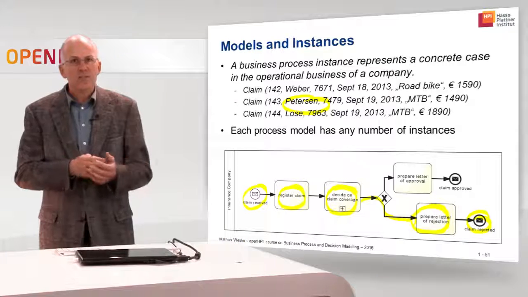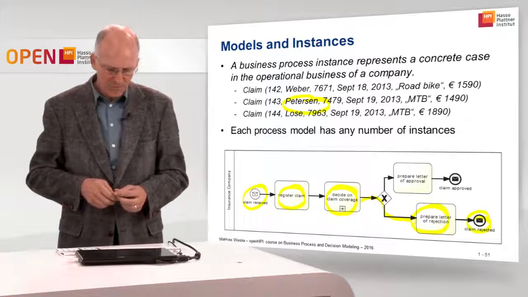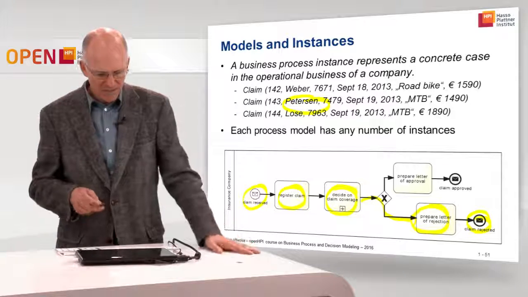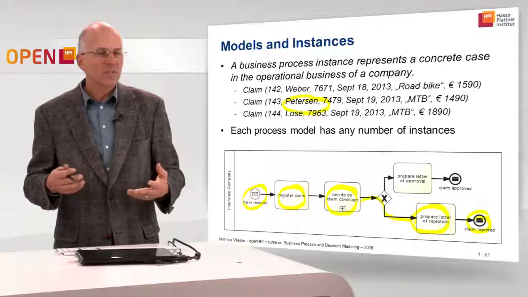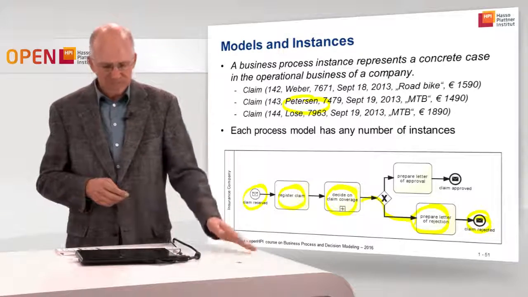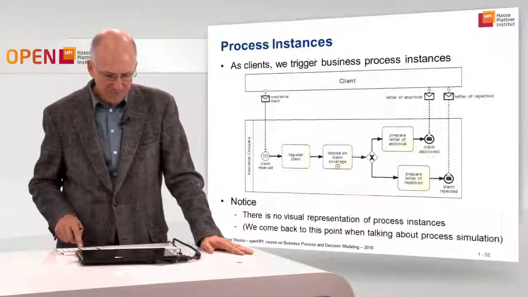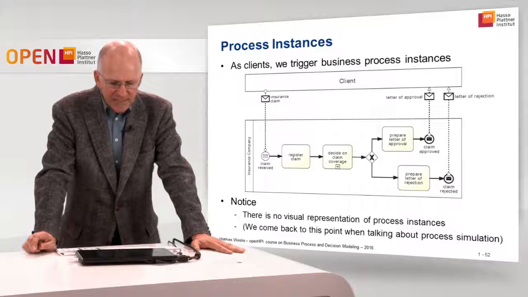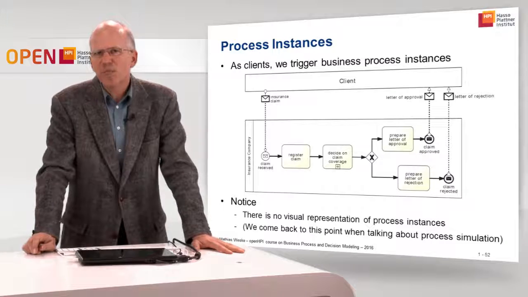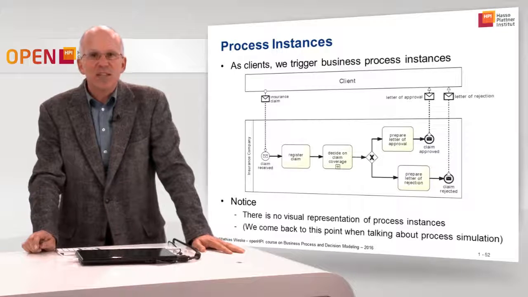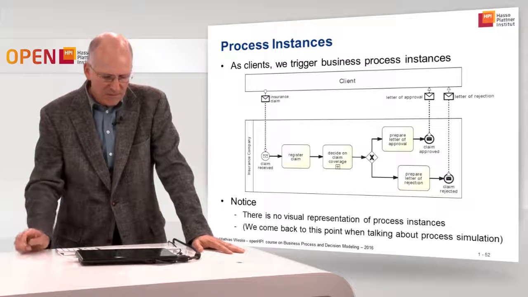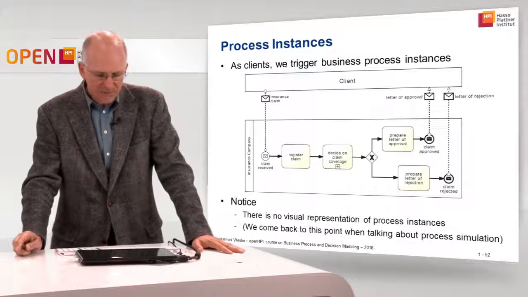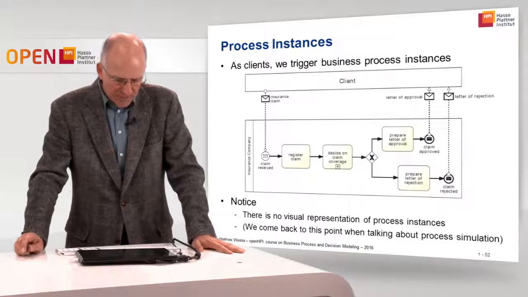So we see that each process instance is represented by a walk through the process model, and all these instances are running independent from each other. They might overtake one another. If a certain checking needs to take quite long, then others can proceed independently from the first process instance. We saw in the introduction and also in the first video that as clients we trigger business processes, and we now can be a bit more precise in the sense that we trigger business process instances. And again, here we see that every client that sends a claim to the insurance company creates a process instance on the side of the insurance company.